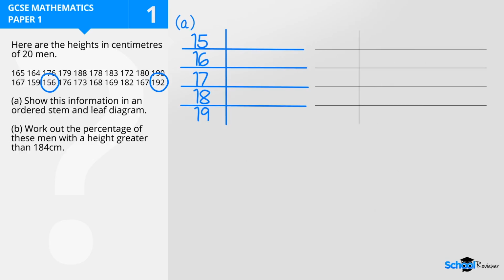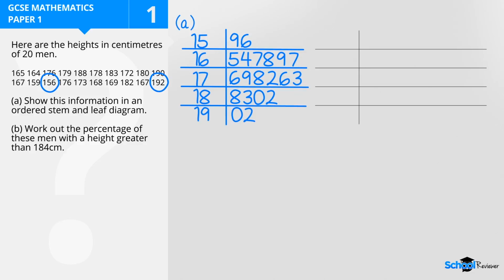Starting from the beginning, 165 is going to be recorded, 165, 164, 176, 179, 188, 178, 183, 172, 180, 190, 167, 159, 156, 176, 173, 168, 169, 182, 167 and 192.